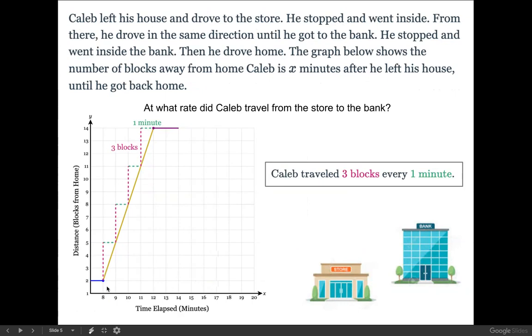So during that section, count, rise, and run again from any 2 points. So there's a point here, we can rise and run, or you can even start here. So counting rise and counting run will give us that rate of change or slope of the line. So rising 3 and running 1, Caleb traveled 3 blocks every 1 minute. Now would be a good time to reread the problem a third time to make sure, again, that you didn't misunderstand or that you've actually answered what it's asking of you.